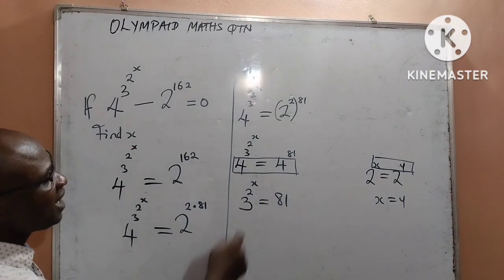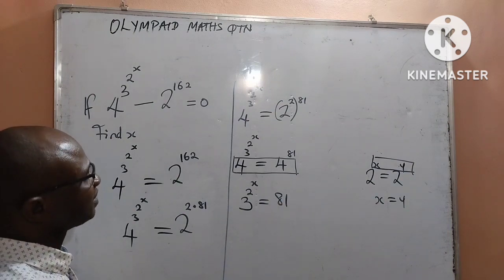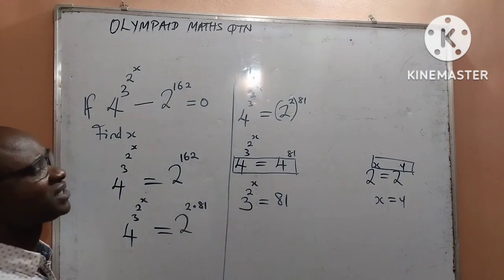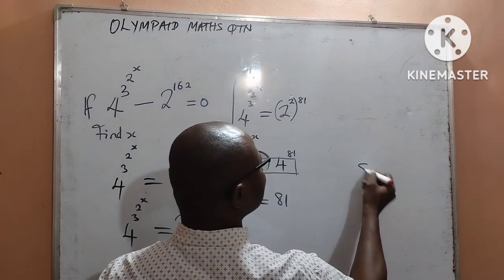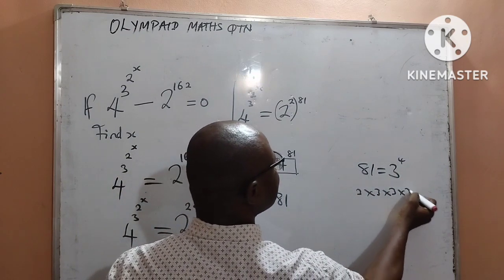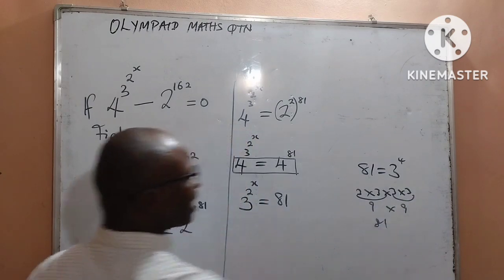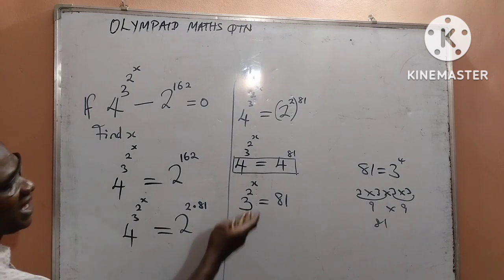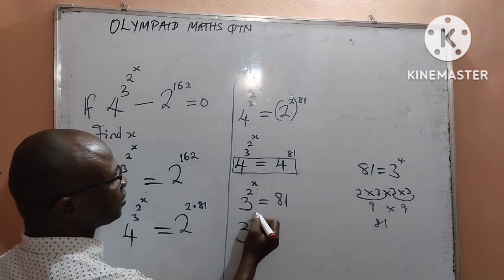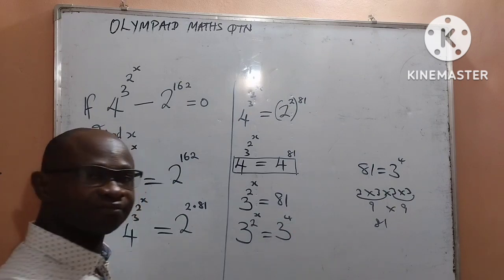Very good. The next thing I will do, I want to express this my 81 in index form, and preferably in base 3, since I have base 3 on the left hand side. So 81 is the same thing as 3 raised to the power 4. That is 3 times 3 times 3 times 3, because 3 times 3 is 9, and 3 times 3 is 9, and 9 times 9 should give me 81. So looking at this, I will now write 3 to the power of 2 to the power of x is equal to 3 to the power of 4.